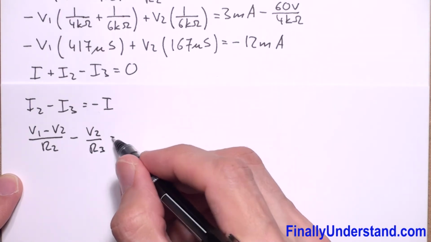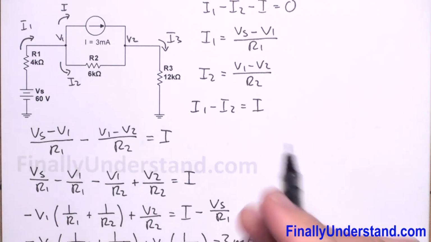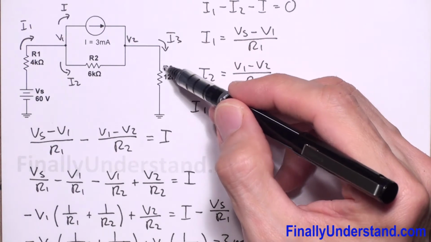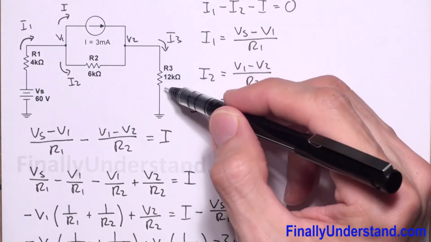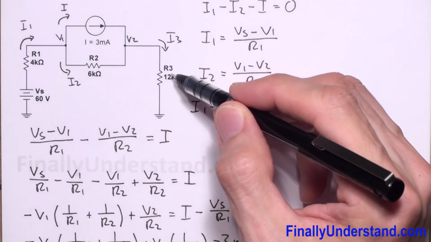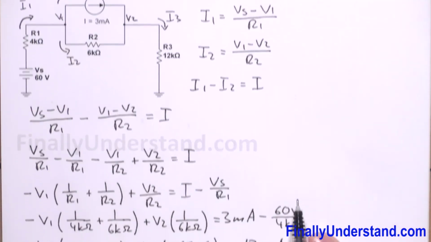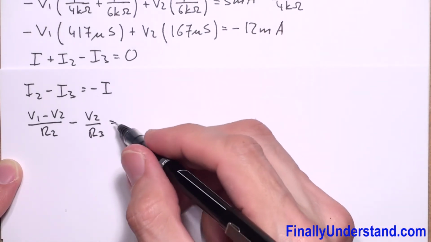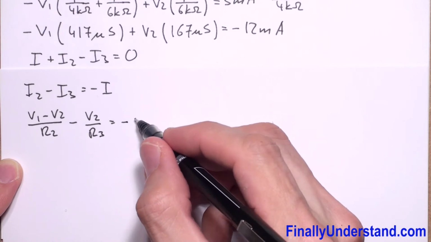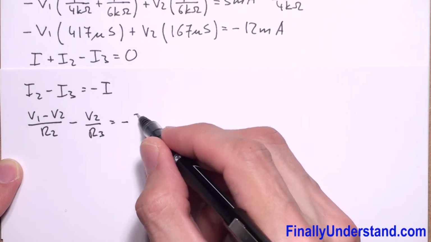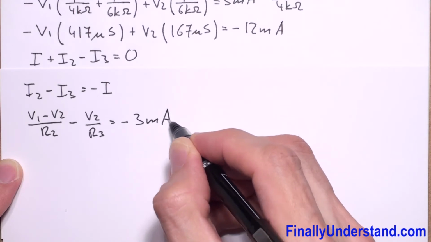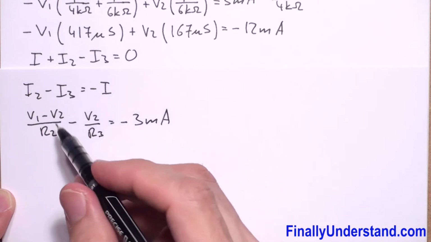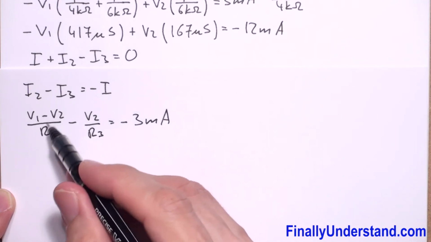R3. Let me remind you that voltage V2 is the voltage across resistor R3. So the voltage across the resistor R3 divided by the resistance R3 is going to give me I3. That's why V2 over R3 gives me I3. So I have V2 over R3, and this is equal to negative I. And I is equal to 3 milliamps. I have 3 milliamps. So I'm going to substitute this fraction by two fractions.